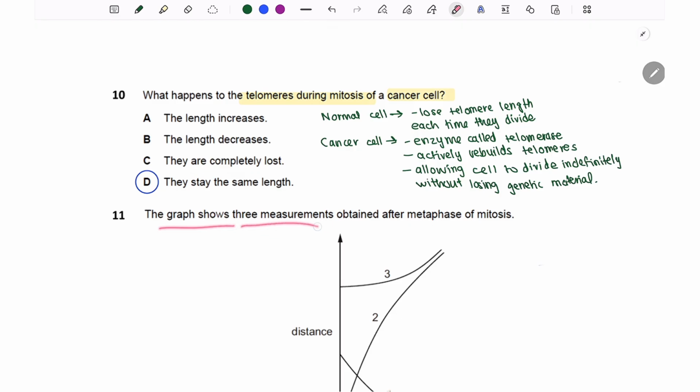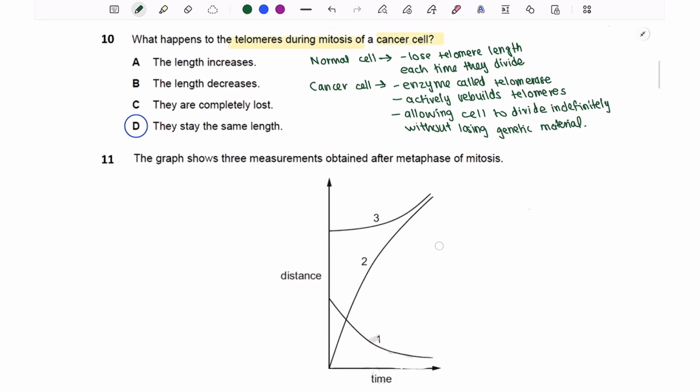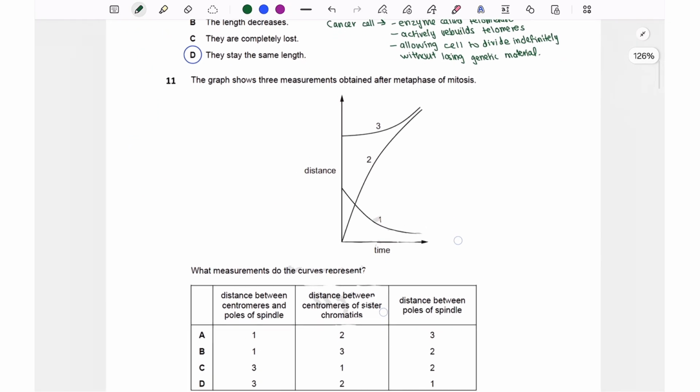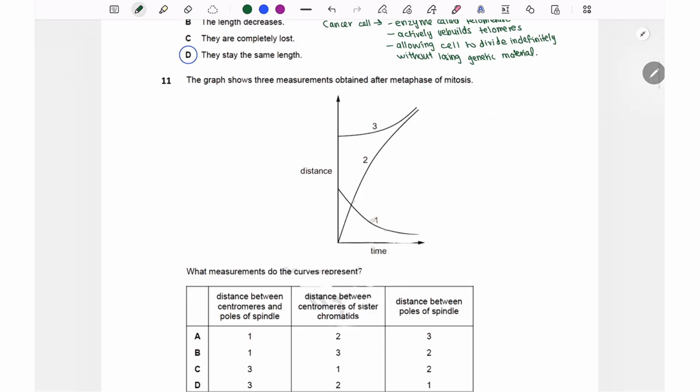The graph shows 3 measurements obtained after metaphase of mitosis. So after metaphase, that's going to be anaphase and telophase. Let's look at the graph. We've got these 3 lengths, 1, 2, and 3. And they ask you what measurements do the curves represent. So the distance between centromere and poles of spindle, distance between centromeres of sister chromatids, distance between poles of spindle.